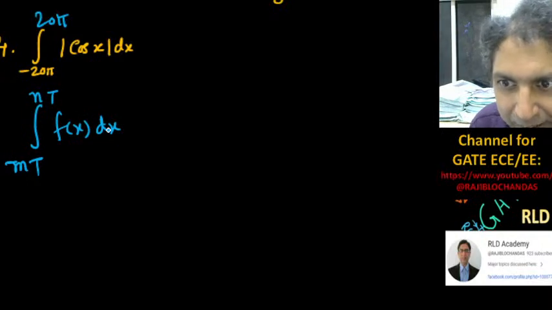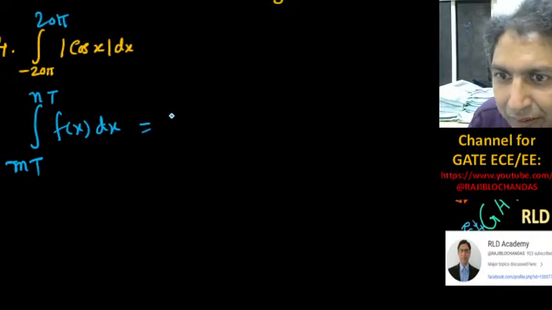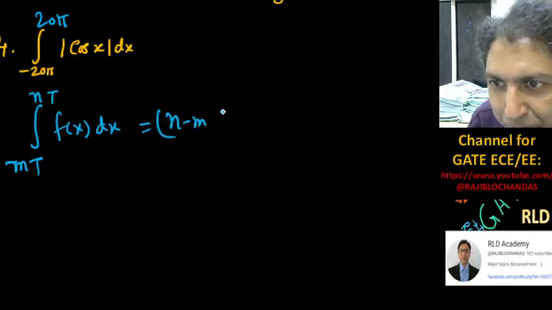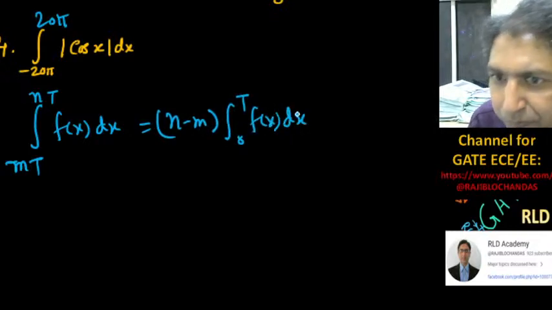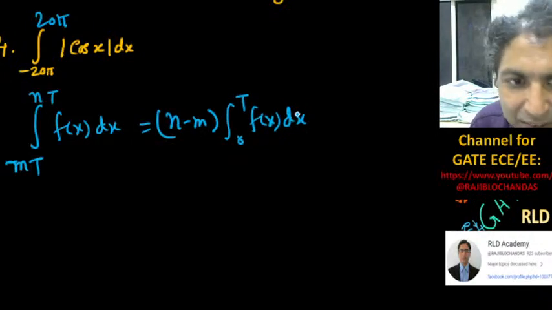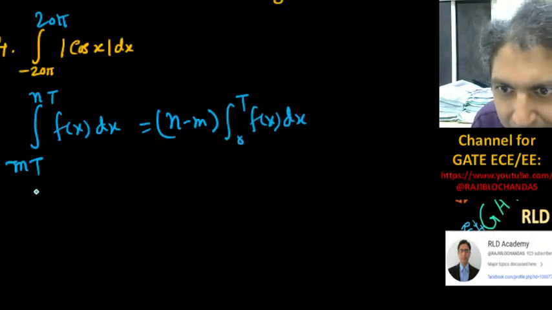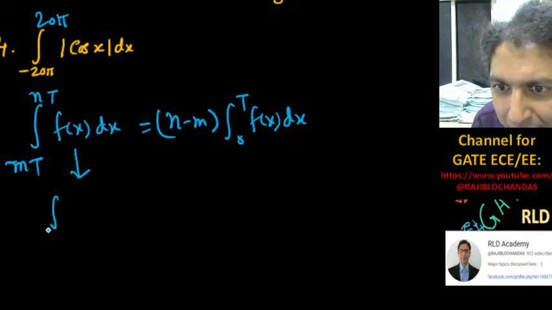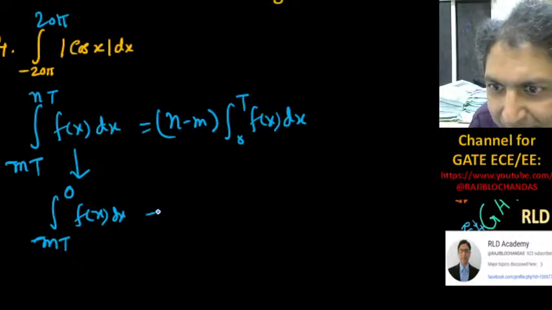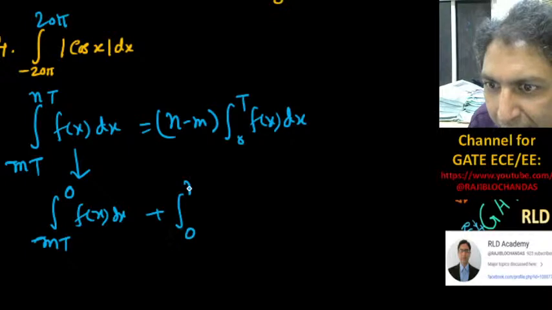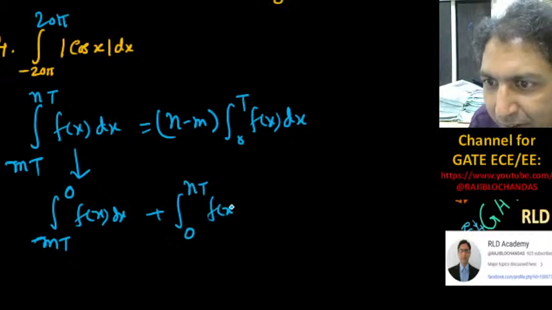we can write that as (n minus m) times the integral from 0 to T of f(x) dx. And that is very easy to prove. How to prove this? So okay, this I can write as the integral from mT to 0 of f(x) dx plus the integral from 0 to nT of f(x) dx.